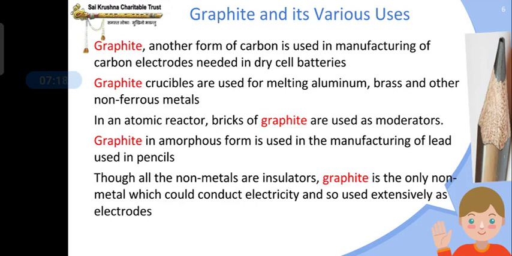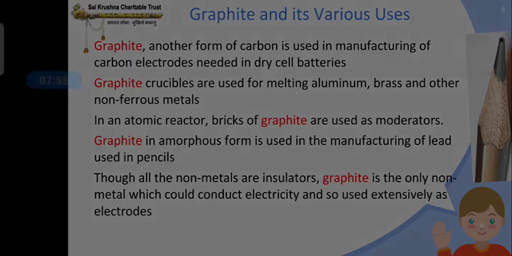And in an atomic reactor, bricks of graphite are used as moderators. And graphite in amorphous form is used in the manufacture of lead used in pencils. So whichever lead is present in the pencil is made up of graphite. And you know that graphite conducts electricity. Yes, we have done one experiment. Do you all remember during the science exhibition time? Though all the non-metals are insulators, graphite is the only non-metal which could conduct electricity and so is used extensively as electrodes. So even though graphite is a non-metal, it conducts electricity. This is the exceptional case of a non-metal.